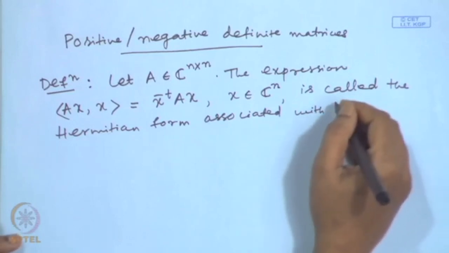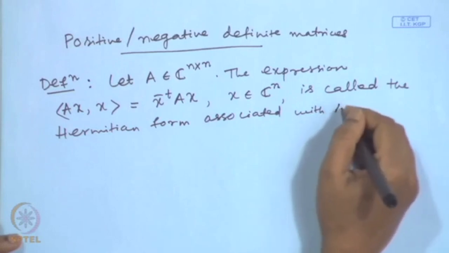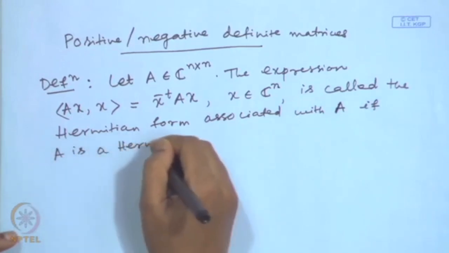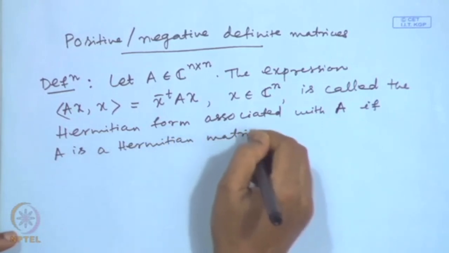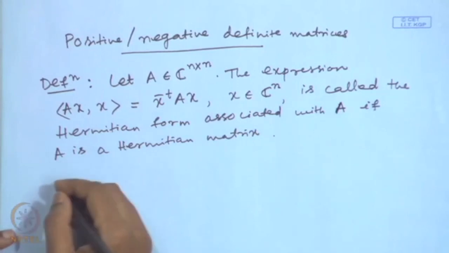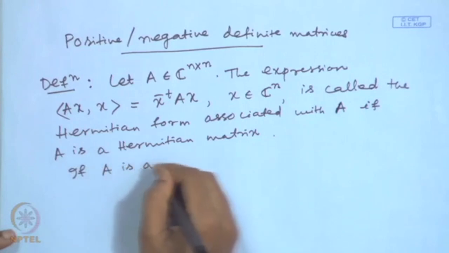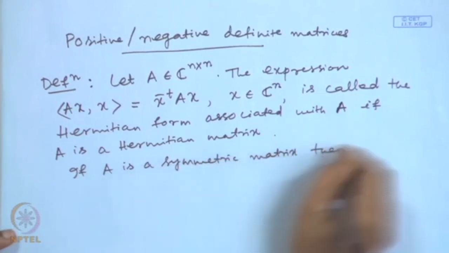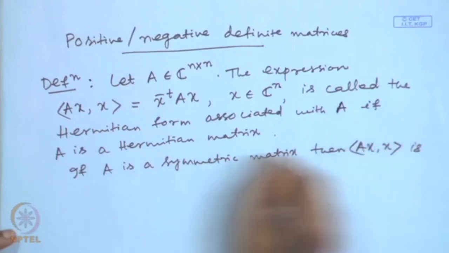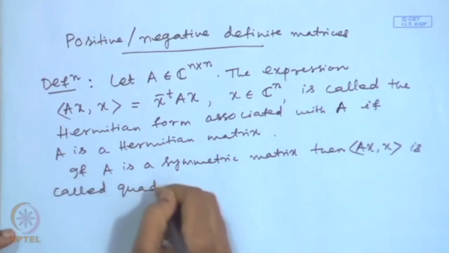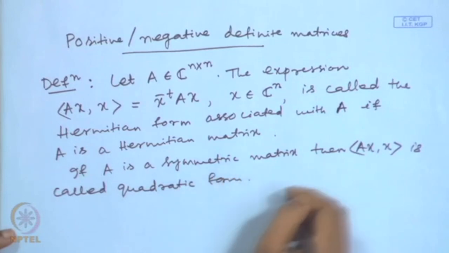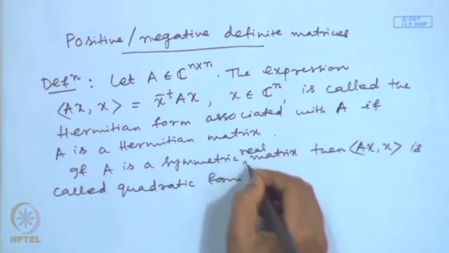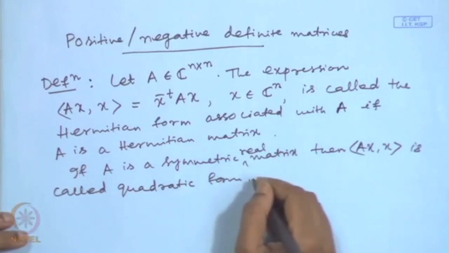This is associated with this matrix A, the Hermitian form associated with A, if A is a Hermitian matrix, and this is called quadratic form if A is a symmetric matrix. If A is a symmetric matrix, then this AXX is called quadratic form. So for a symmetric real matrix, in fact, this is called the quadratic form associated with A.